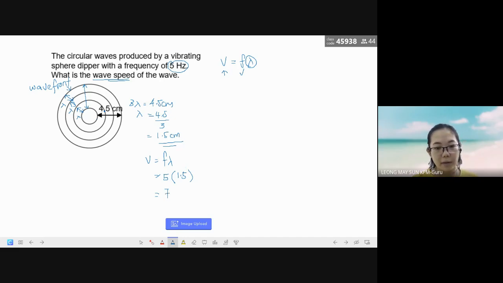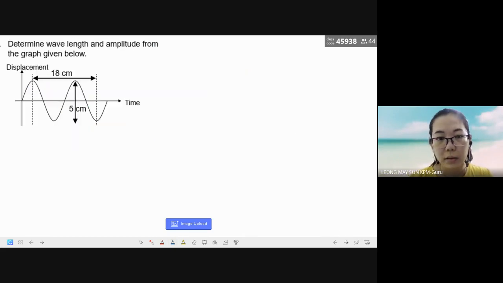So when I write 7.5, you have to remember that your wavelength is in centimeter, so the wave speed is centimeter per second. Do you have to change it to meter per second? Not necessarily. You can leave the answer as centimeter per second, unless the question asks you to change back to its SI unit. Or else no need to change it to meter per second. Okay, let's go to the next question.